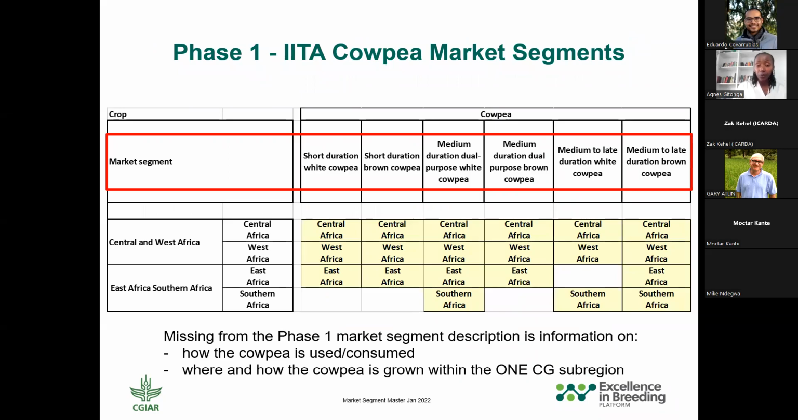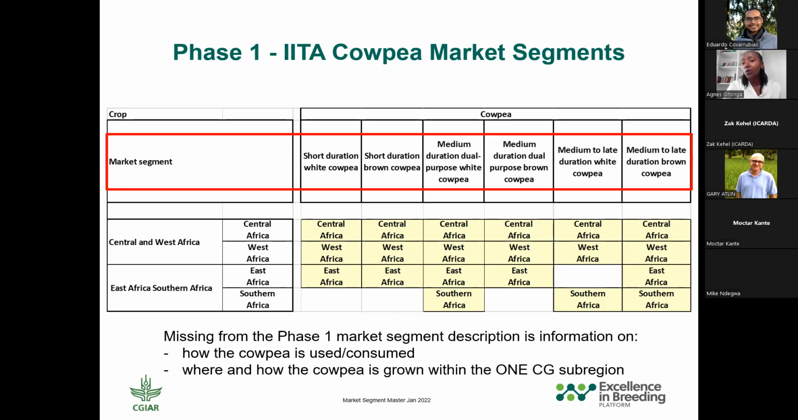This is just an example of what we've been able to do with the various players. And this is an example of cowpea, IITA. In the first instance, we had very broad descriptions of the market segment, and you can see, as highlighted, the description of the market segment was based either on the duration of the maturity of the crop or the color, and the purpose was not very well defined. You can see we only have medium duration, dual purpose, white cowpea, and also medium duration, dual purpose, brown cowpea.